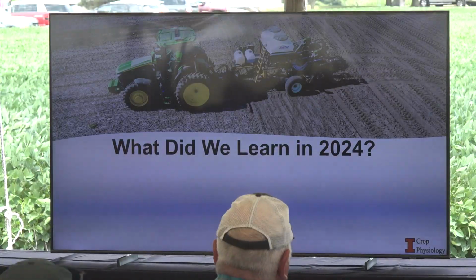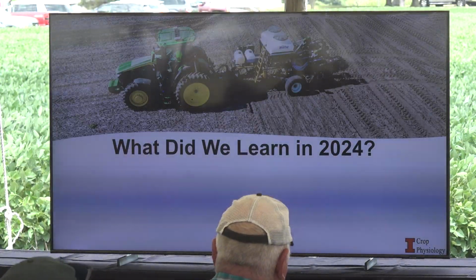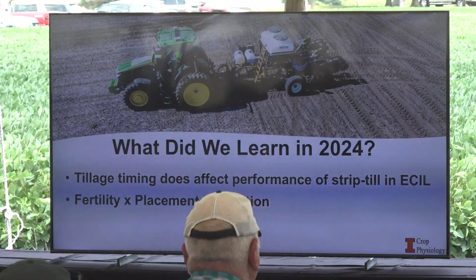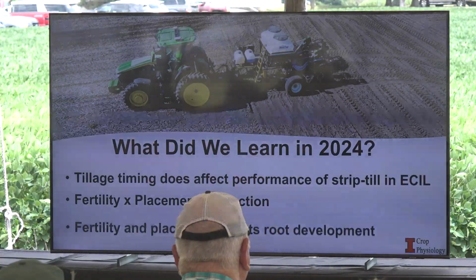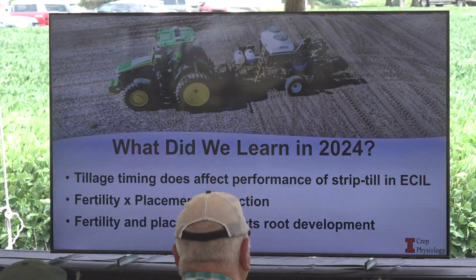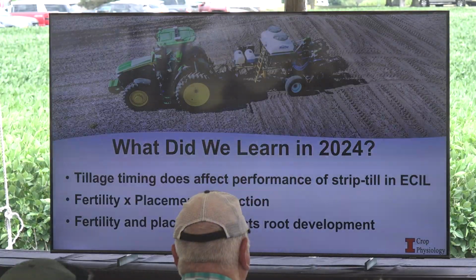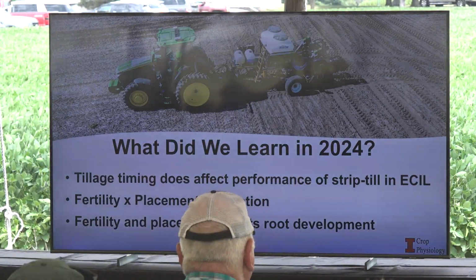So what did we learn in 2024? Tillage timing does affect the performance of strip till in East Central Illinois. We also learned about the fertility by placement interaction with the roots and how they change. It does affect your root development depending on where you place that fertility. And so this was 23 data, 24 data as well. Obviously we're in the year of 2025.